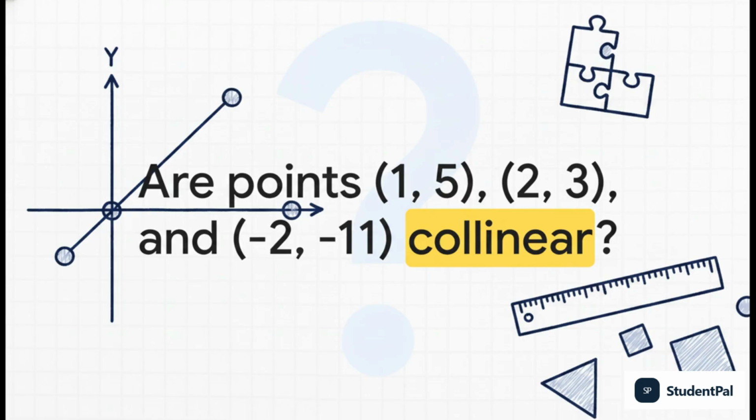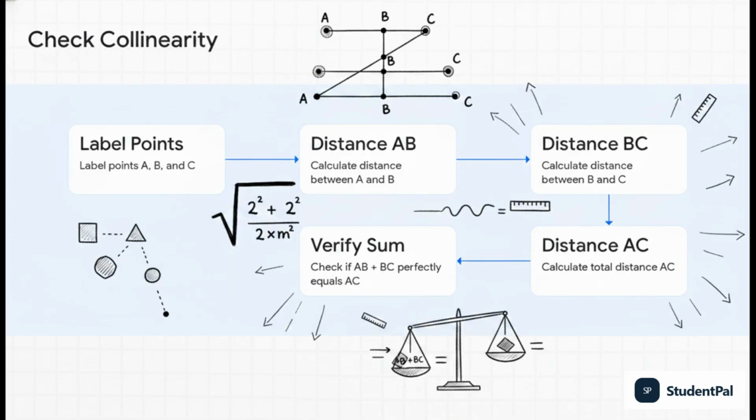Let's test these points: (1, 5), (2, 3), and (-2, -11). The logic we use here is highly structural. We can just deploy our trusty distance formula 3 times. First, we find the distance between point A and point B, then the distance between B and C. Finally, we find the longest stretch, the distance from A all the way to C. The core concept here is this. If the sum of the 2 shorter line segments perfectly equals the longest segment, then those 3 points must be in a straight line. They are collinear. If they don't add up perfectly, they'd form a triangle instead.